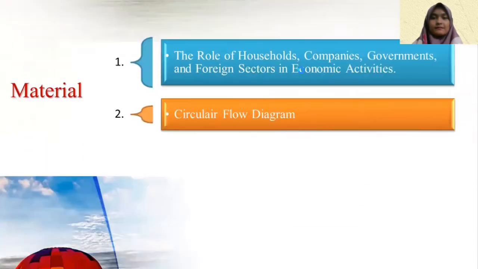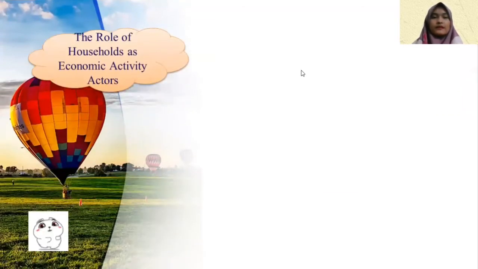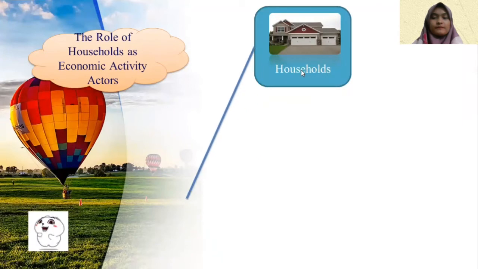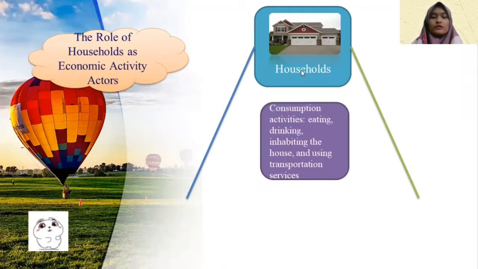The next, the role of household as economic activity actors. Economic activities carried out by household are production activities, consumption activities, and exchange activities. Goods or devices that will be consumed by household can be partially produced, such as eating, drinking, inhabiting the house, and using transportation services.